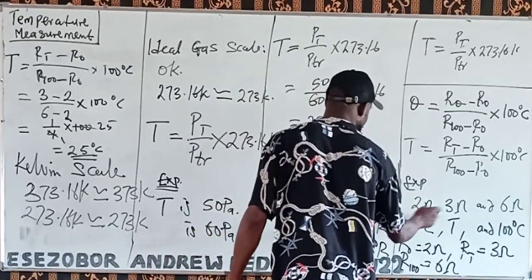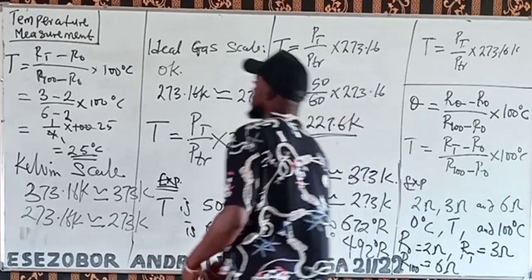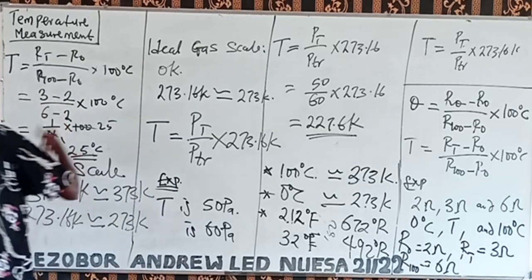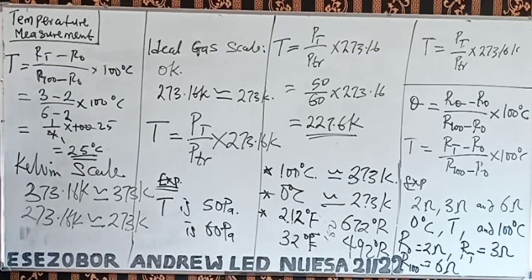If 2 corresponds to 0, 3 corresponds to this, and 6 corresponds to 100, what you do is just impute the values very well, then you're already good to go. We are going to solve more questions as this class moves on.